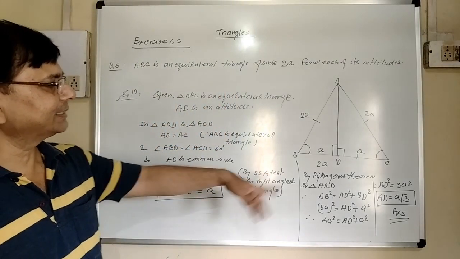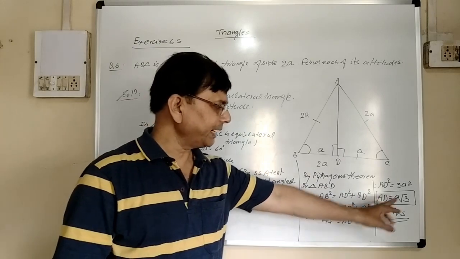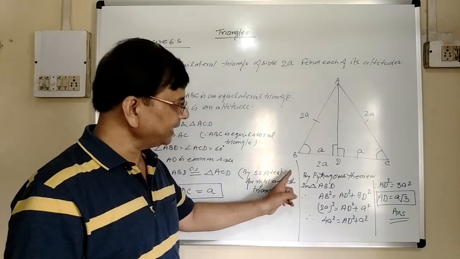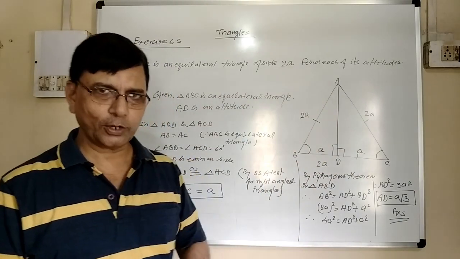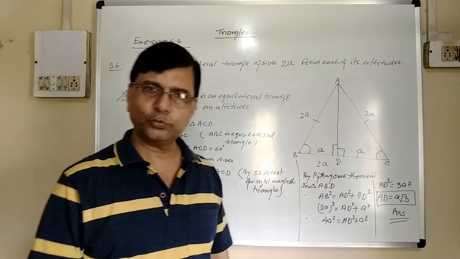So finally we got the answer. This is the altitude, AD is A root 3, and for the remaining altitudes also, since it is an equilateral triangle, all the altitudes will be equal and that will be equal to A root 3.